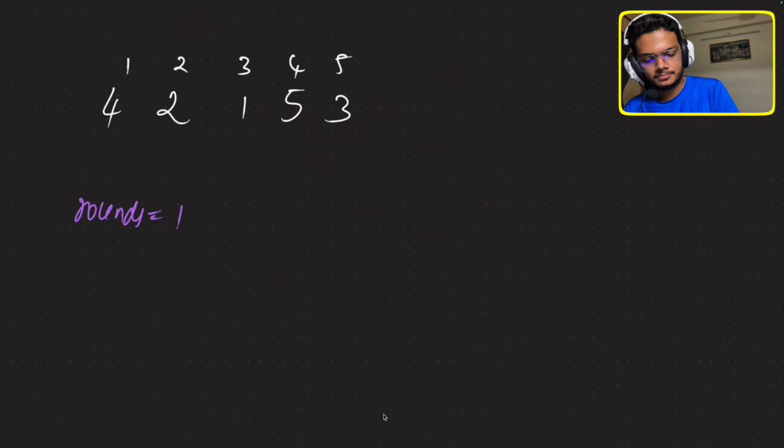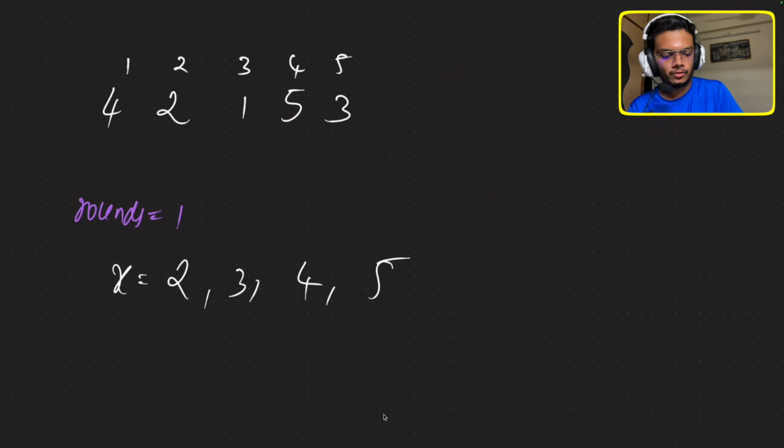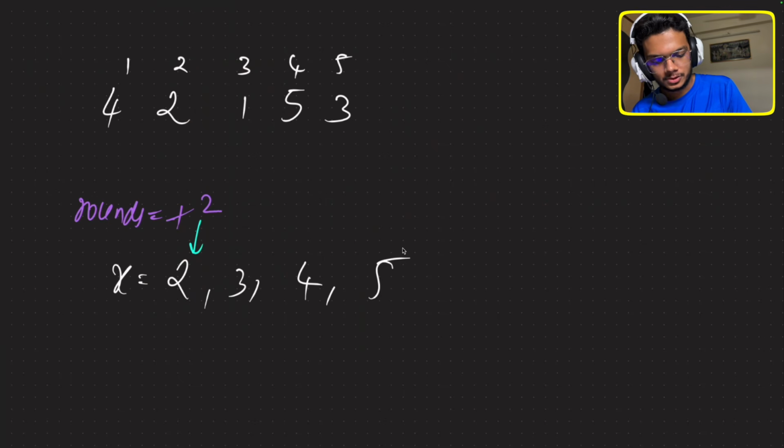Now we'll go from start to end. So we'll start x equals 2. So we have to collect numbers 2, 3, 4, 5, right? So x will go from 2, 3, 4, 5. Okay, so let's start from 2 then. Is 2 coming before 1? Is 2 before 1? Yes, indeed. So definitely there will be one more round. So rounds will be incremented.